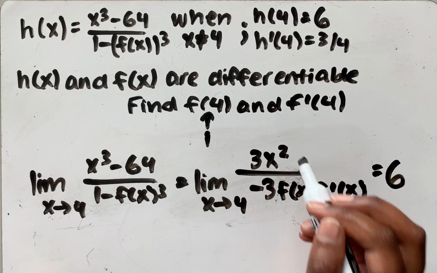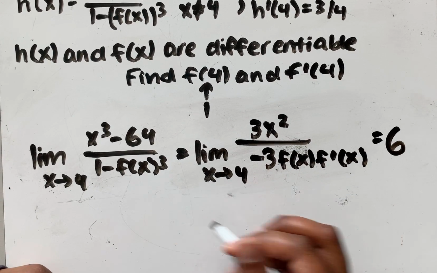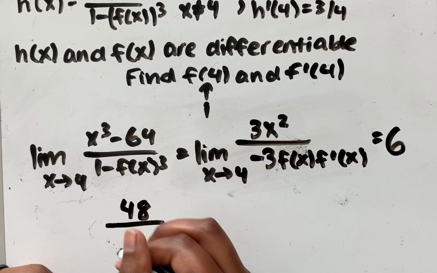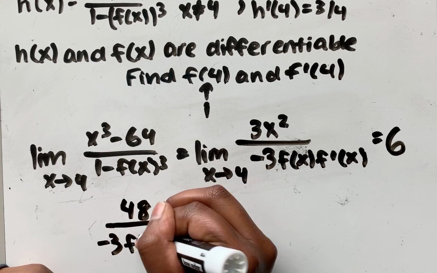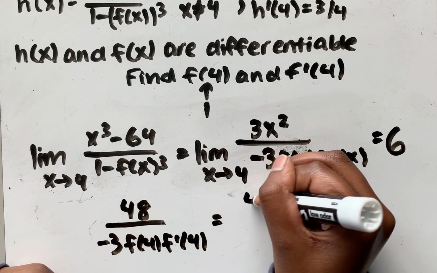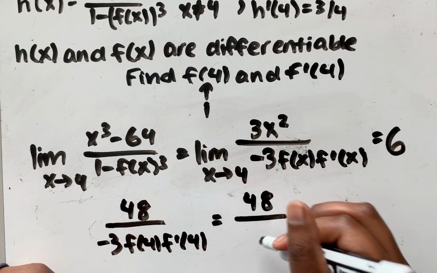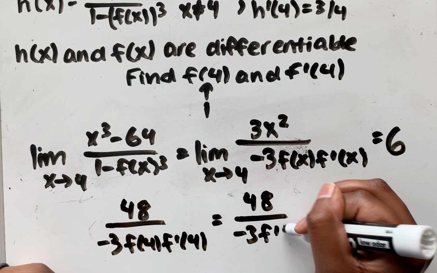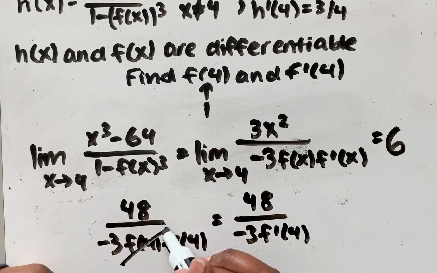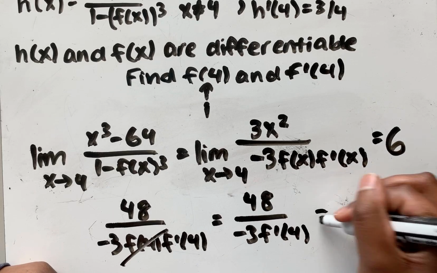So if we just plug in 4 again, we see on the top 48 over negative 3 times f of 4 times f prime of 4, which equals 48 over negative 3 f prime of 4, because we already found that f of 4 equals 1 here. So this could just go, and then it would be negative 3 f prime of 4. And this has to equal 6.